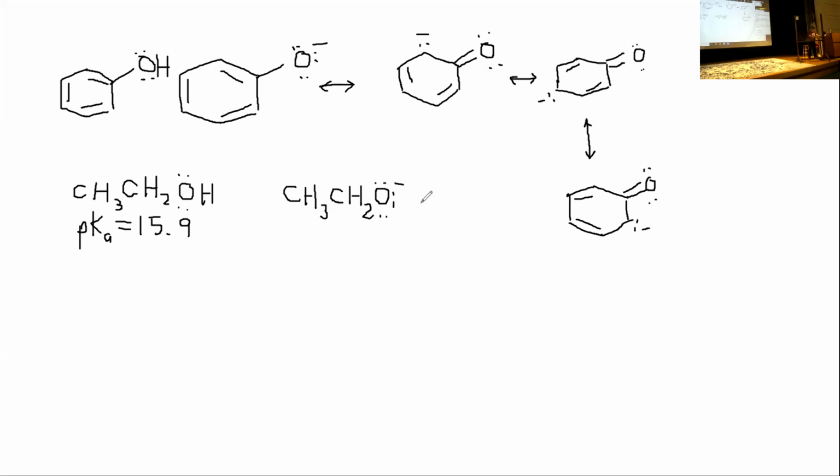And again, the ethoxide ion isn't bad. As anions go, this is a pretty good one. At least the minus charge is on a very electronegative atom. So it's got that. But here the minus charge is localized. Here it's delocalized. But there's other things that can help to delocalize negative charge.